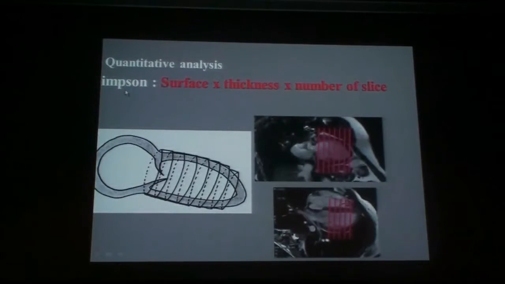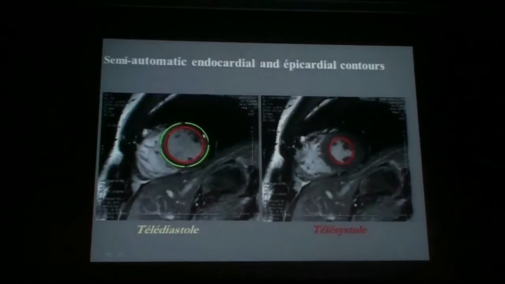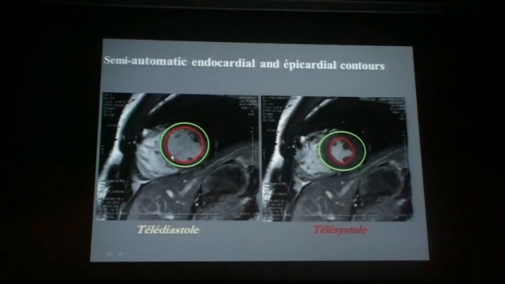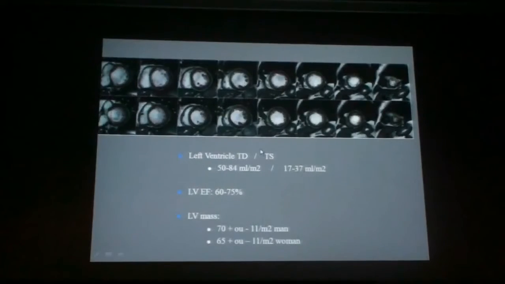You're going to use a Simpson technique. What is it? What you're going to do is contour the endoluminal border of your left ventricle and the epicardium of your left ventricle. You're going to do that during diastole and at the end of systole. At the end, the software is going to calculate in 3D the percentage of volume that has disappeared between the end of diastole and the end of systole. So this is what you do.